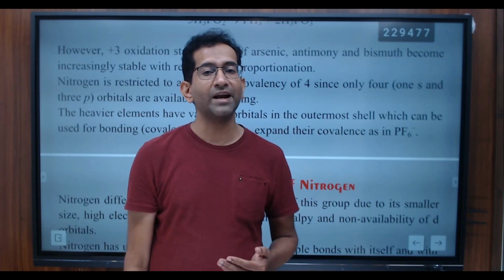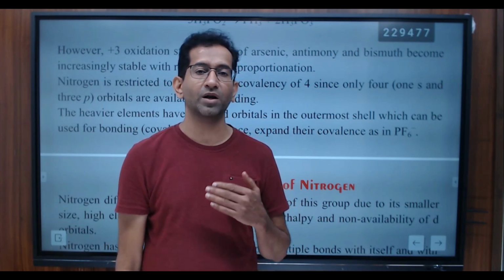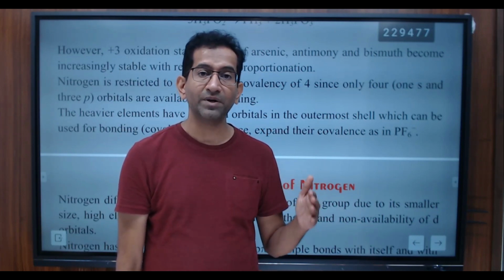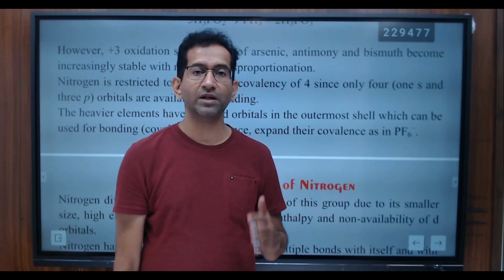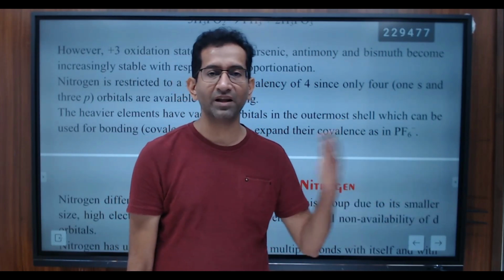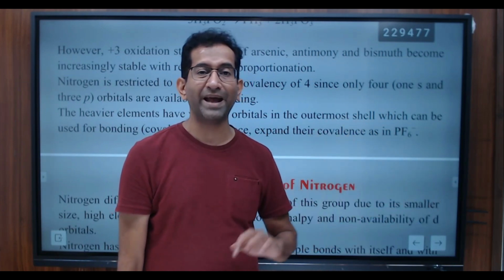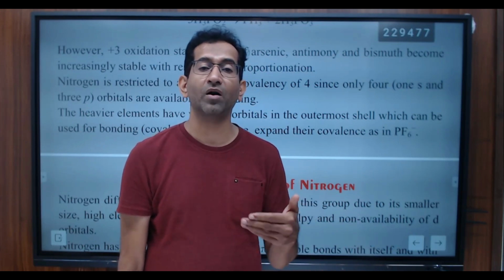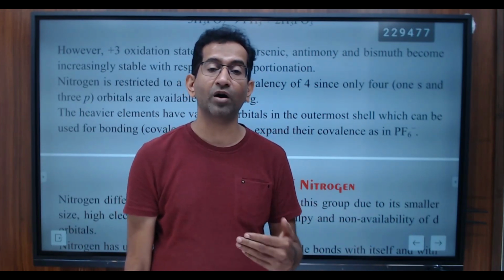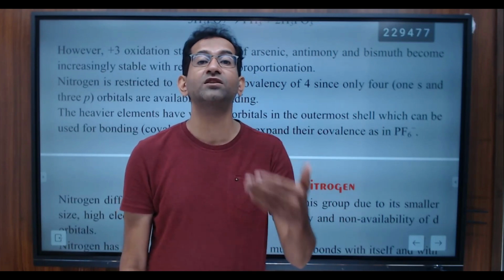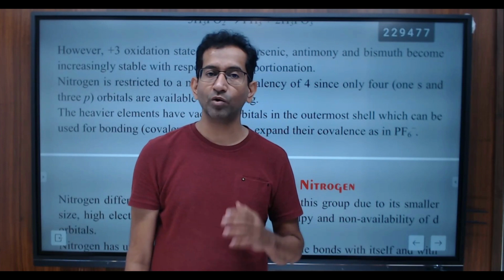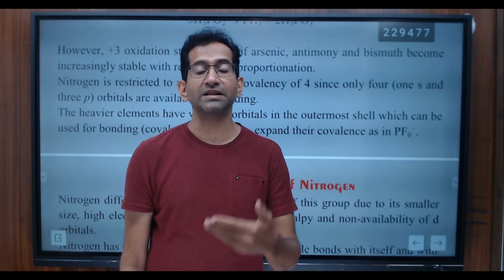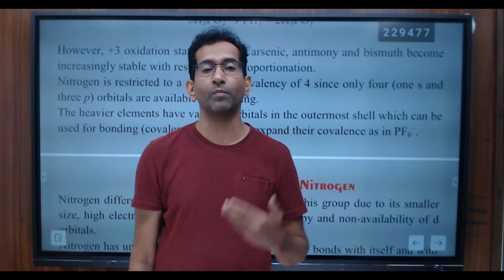But for the rest of the other elements, their principal quantum numbers are 3, 4, 5, and they have d orbitals also empty in their valence shell. So if they want, they can expand their valence shell by exciting electrons to the nearby d orbitals, they can increase the half-filled orbitals, and they can form more bonds, up to 5, and at times they can form 6 covalent bonds also. So nitrogen has a restriction that it can form only 4 covalent bonds. Phosphorus, arsenic, antimony can reach up to 6 covalent bonds also.